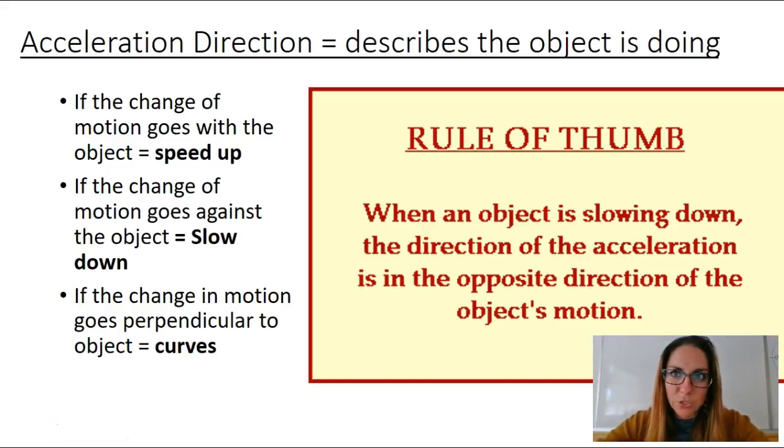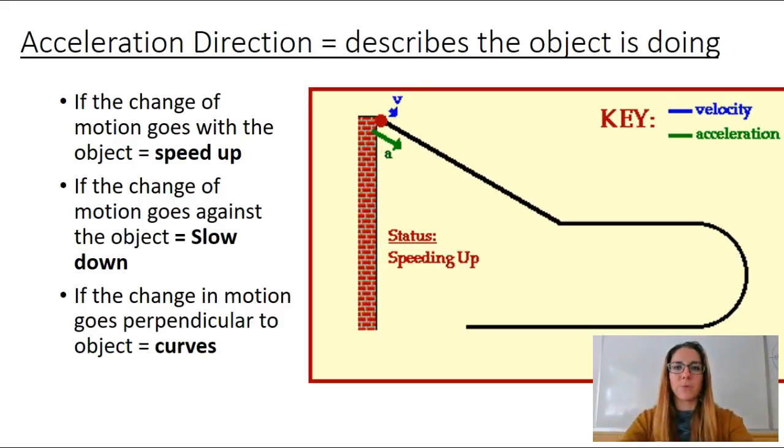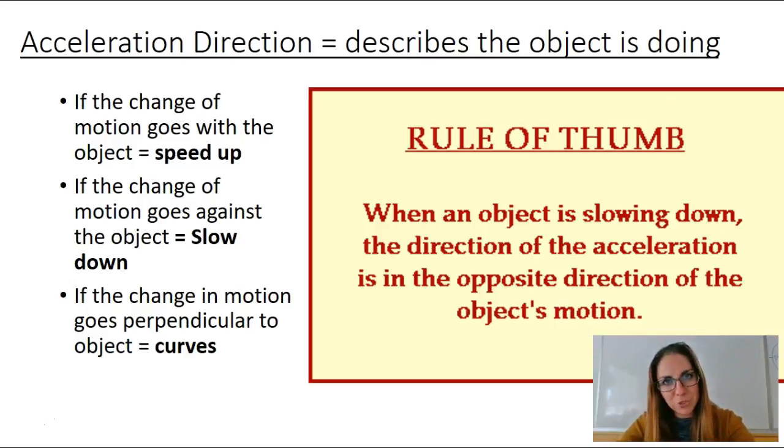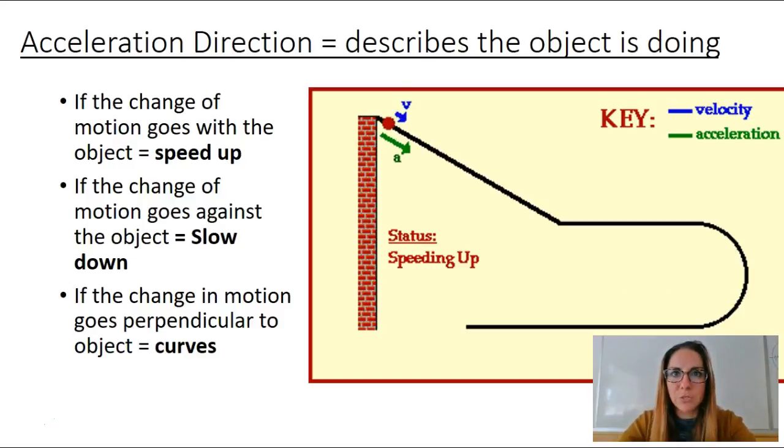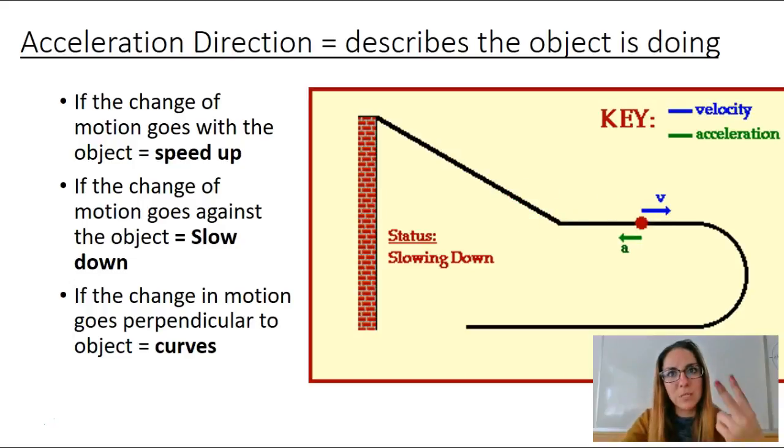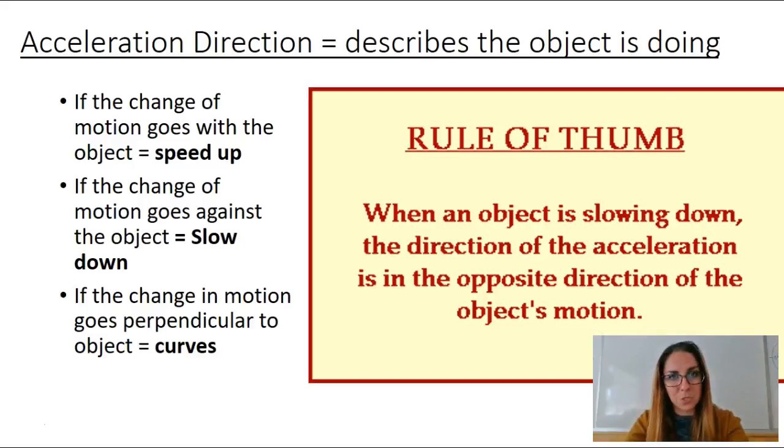Acceleration describes what's happening to the object's motion. So think about it that way. It doesn't necessarily tell you if you're going faster or slower unless you have more information. In order to figure out if you're going faster or slower, you need to know what the velocity is doing. You need two pieces, velocity and acceleration, to describe what the object is doing.